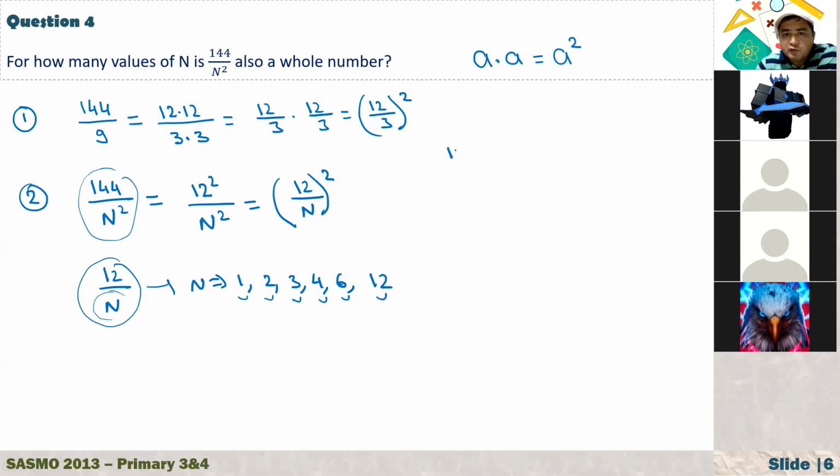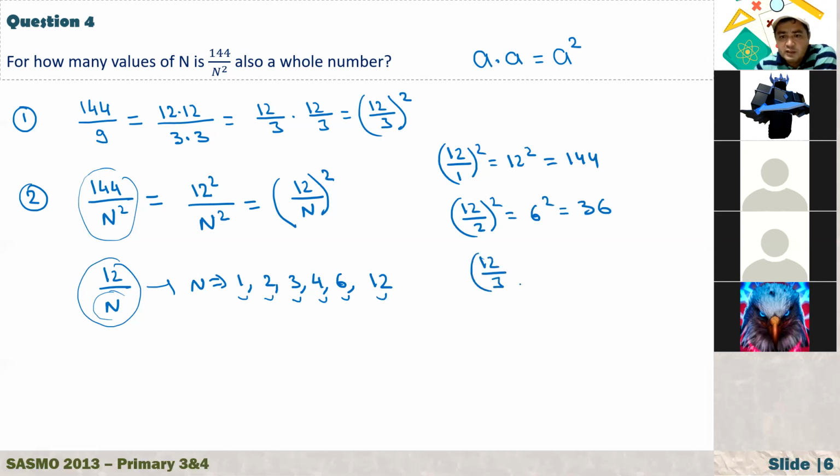For example, 12 over 1 squared. That's equal to 12 squared, because 12 over 1 is 12, which is equal to 144. It's a whole number. The second one, for example, 12 over 2 squared. 12 over 2 is equal to 6, and 6 squared is 36. It's a whole number. Another one, for example, 12 over 3 squared. 12 over 3 is 4, squared, that's equal to 16.